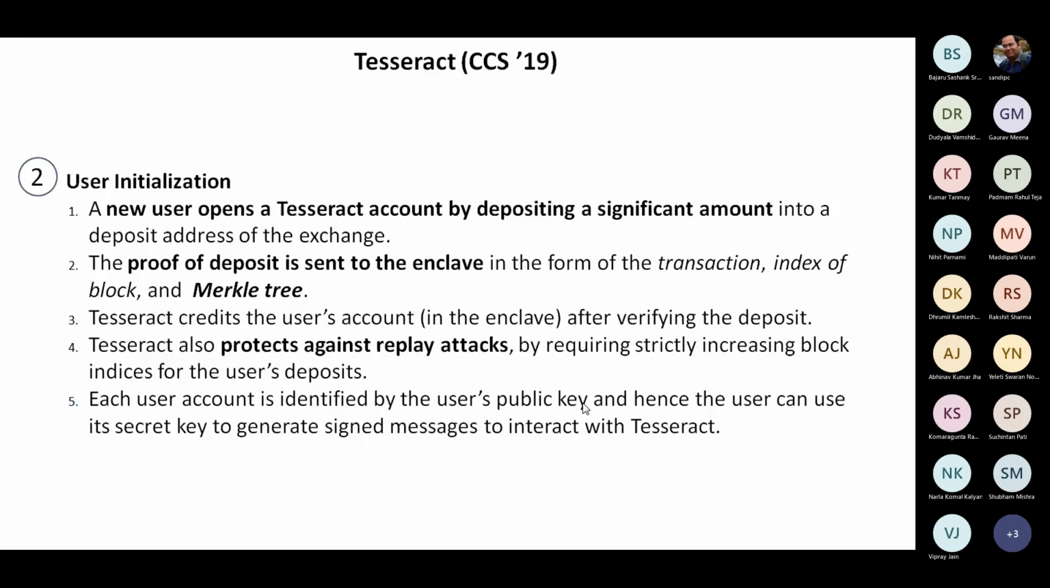Now the user's account is identified by the user's public key, and hence the user can use their secret key to generate signed messages to interact with Tesseract. The good thing is that the interaction between the user and Tesseract will be through the user's public key. Anything will be digitally signed by the user. So what it means is that Tesseract will know that it is indeed coming from the real user.